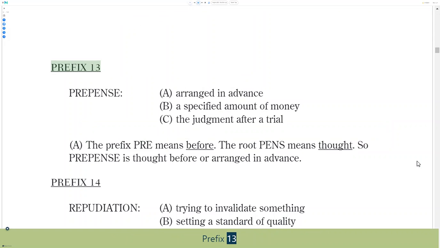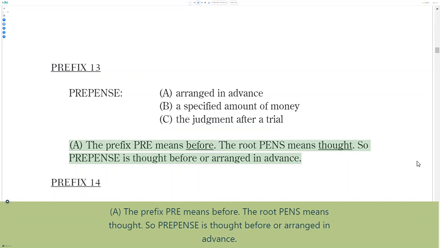Prefix 13. Prepense. A. Arranged in advance. B. A specified amount of money. C. The judgment after a trial. A. The prefix pre means before. The root pens means thought. So prepense is thought before or arranged in advance.